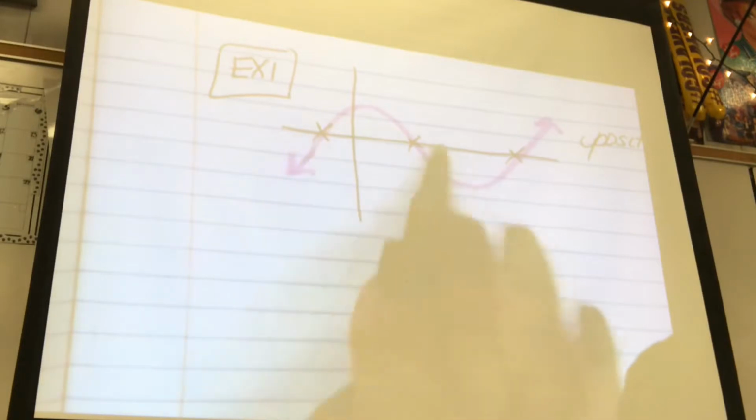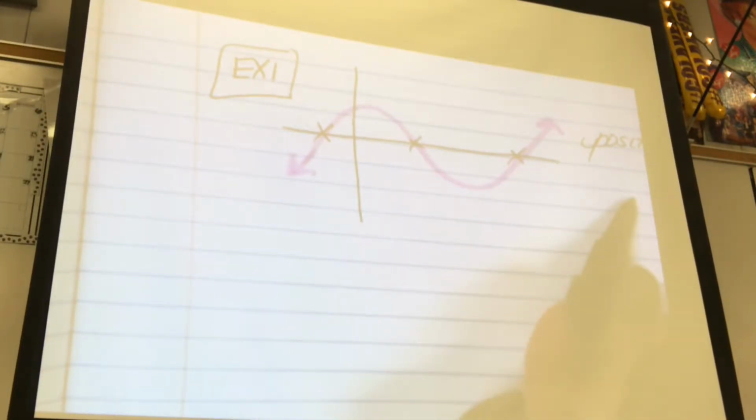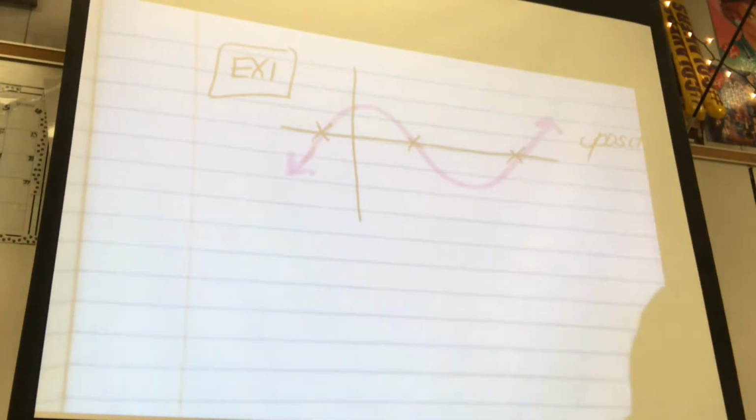Yes, it has three, what do we call these? Three zeros or three solutions or three roots, or three... one more word. X-intercepts. Nicely done. So it has three zeros, so it's going to be a cubic, not a quadratic.